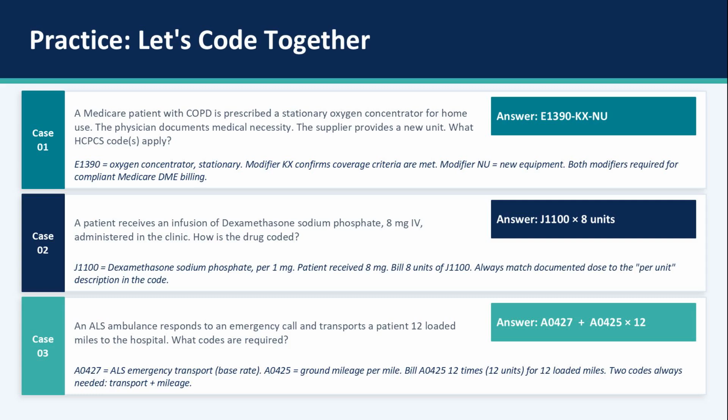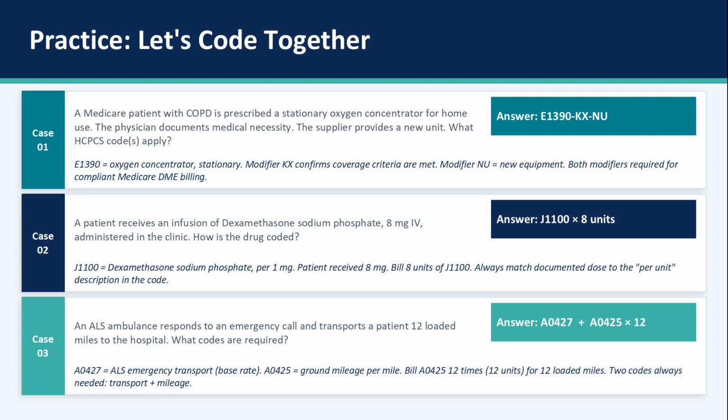Now, what modifiers do we need? Since this is Medicare DME, we need KX to confirm that the coverage criteria have been met and the documentation is on file. And since the equipment is new, not rented, not used, we add NU. Final answer, E4390 KX NU. If the supplier had rented the equipment instead of selling it, NU would be replaced with RR for rental. Small modifier difference, big reimbursement difference.